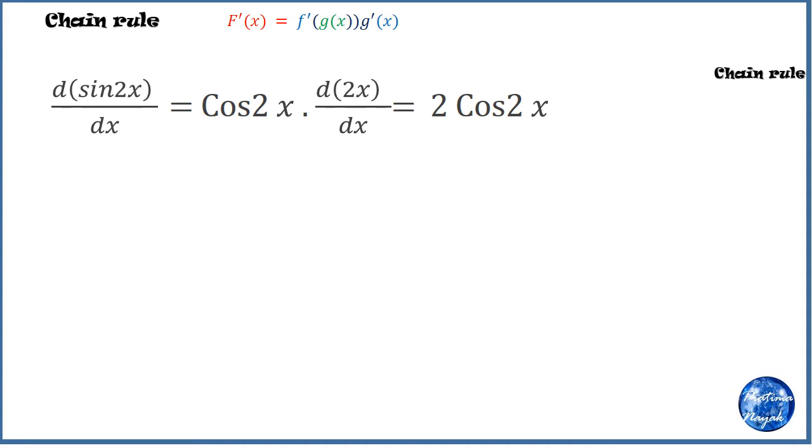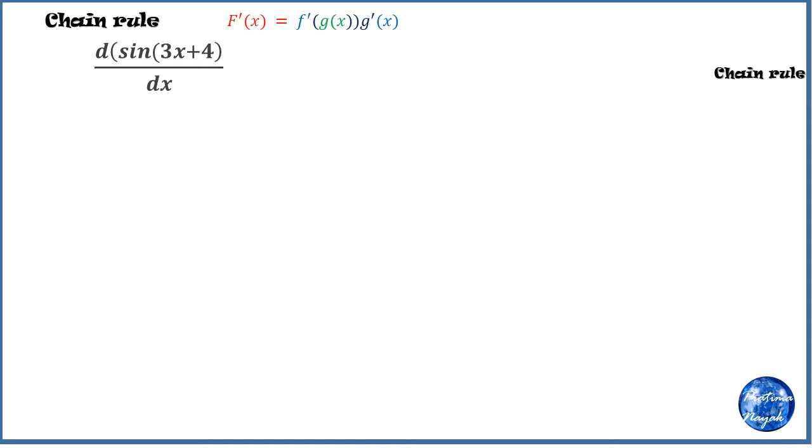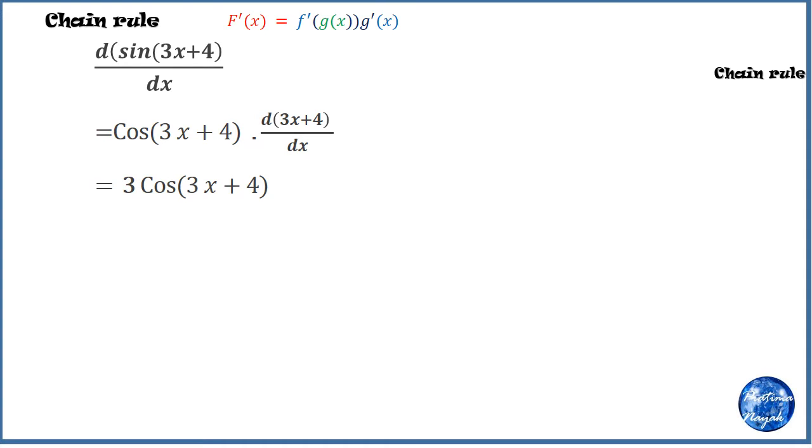Next, derivative of sin of 3x plus 4. Outer function is sin function, inner is 3x plus 4. First we will differentiate the sin function. So it will be cos, then we will differentiate 3x plus 4 and we will multiply. So cos of 3x plus 4 multiplied by the derivative of 3x plus 4. So it will be 3 times cos of 3x plus 4.